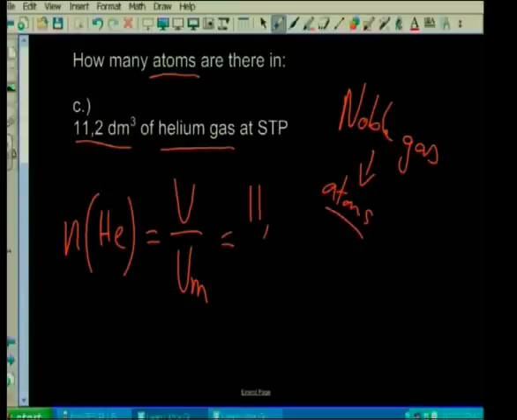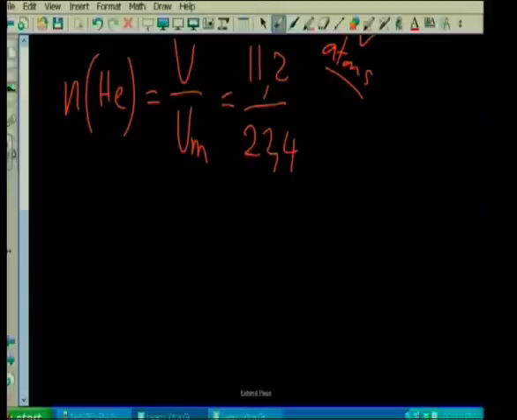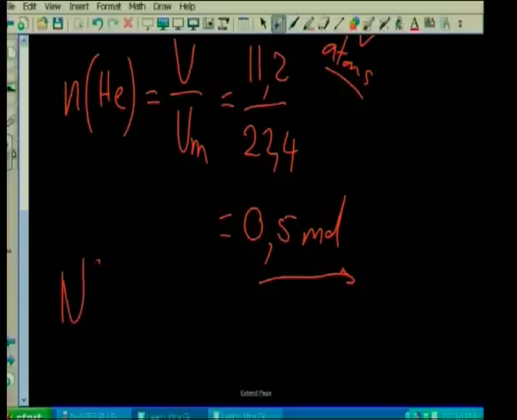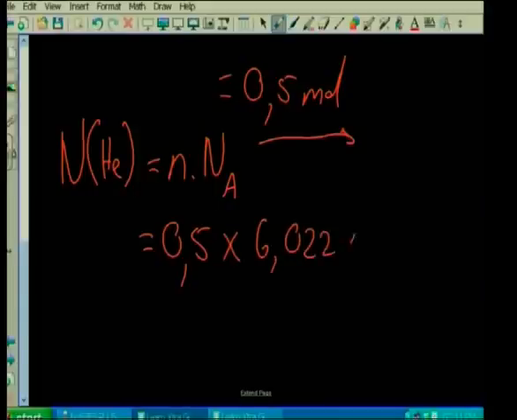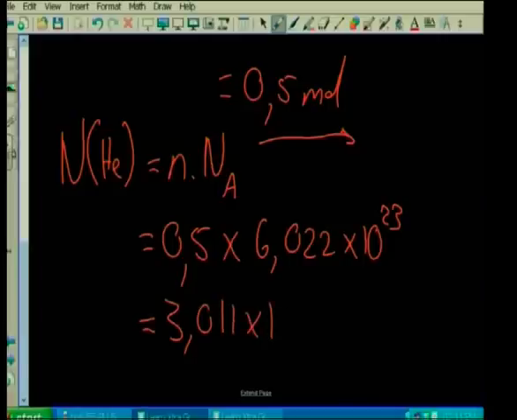The volume was 11,2 and the molar volume was 22,4. If you do that using a calculator or even in your head, you'll see that gives you half a mole. So we've got half a mole of helium. The number of atoms of helium is going to be the number of moles times Avogadro's number. We've done this calculation already. Notice it's the same. Every time we've got half a mole, it's going to be half times 6,022 times 10 to the 23, which gives you 3,011 times 10 to the 23 atoms of helium.